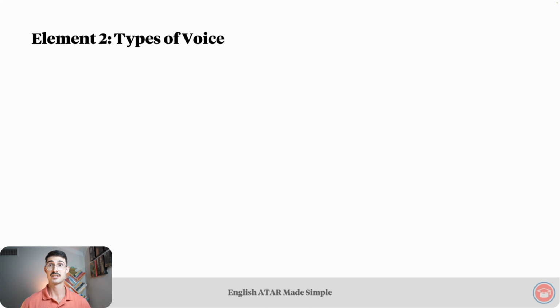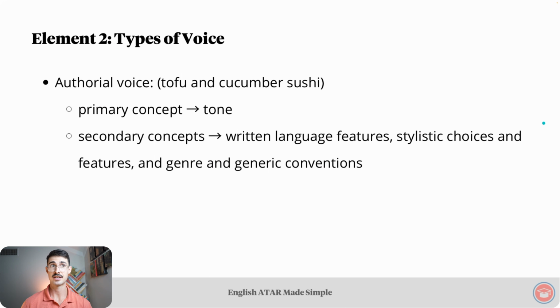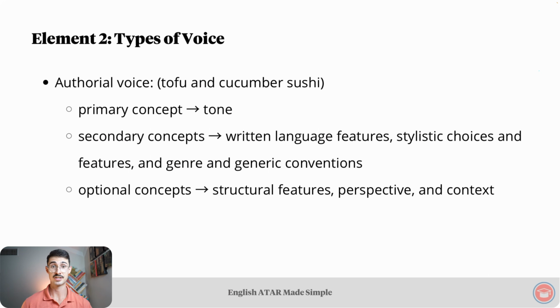We have authorial voice. We refer to that one as tofu and cucumber sushi. And the primary concept is tone. That is the super relevant concept. The secondary concepts, or the very relevant concepts, are written language features, stylistic choices and features, and genre and generic conventions. Some optional concepts are structural features, perspective, and context.